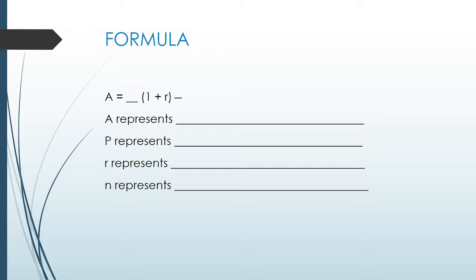So first, we have A equals blank times 1 plus r to the blank power. You can find the formula in your workbook if you would like, but the first blank is a P, and we'll find out what that stands for in a bit, and then the exponent is going to be N. A represents the amount after a period of time. So how much do you have after a year, after 2 years, depending on what the time is.